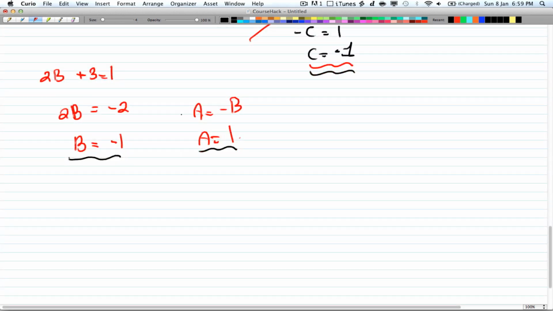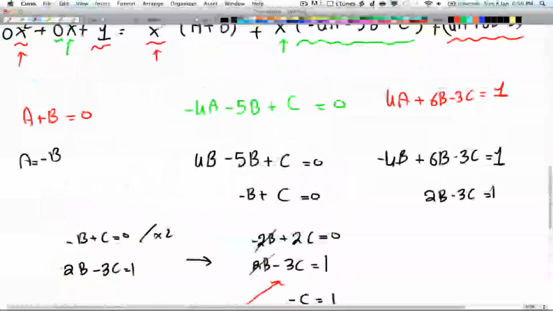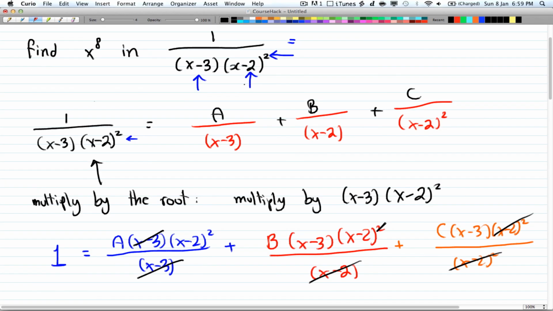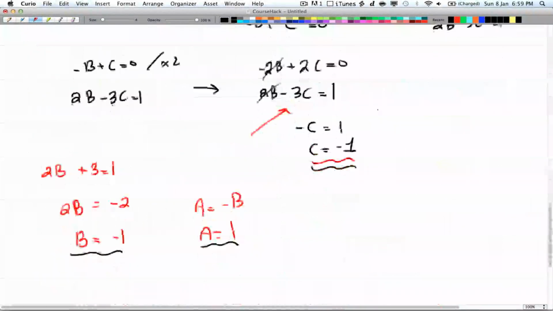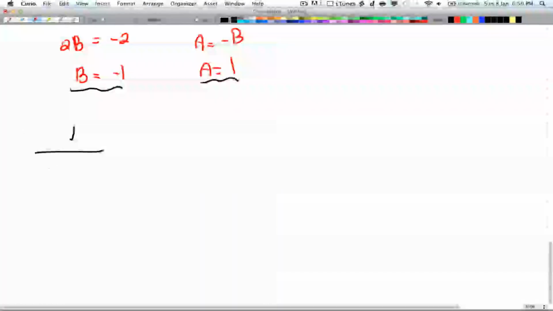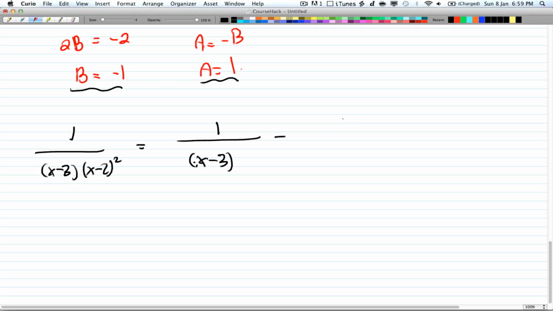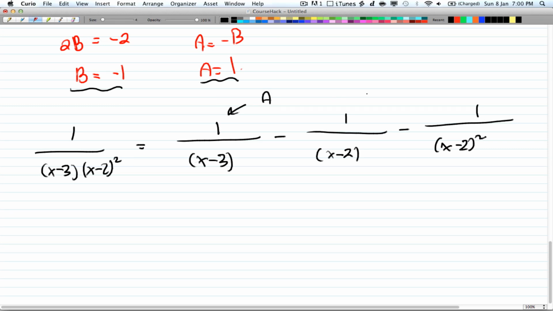So what does this tell us? Now we have the numbers on top. So we have our a, we have b, we have c. Alright, so 1 divided by x minus 3 and x minus 2 squared can be decomposed to 1 over x minus 3 minus 1 over x minus 2 minus 1 over x minus 2 squared. And here this is a, this is b, and this is c.